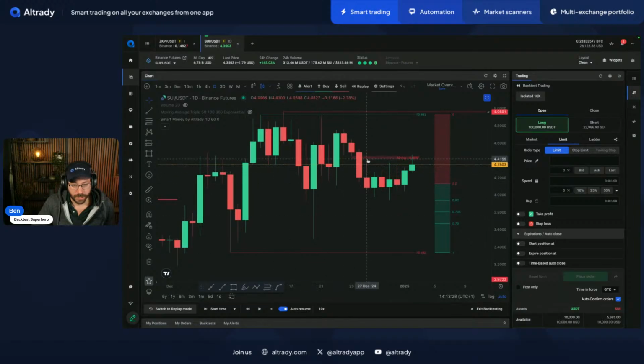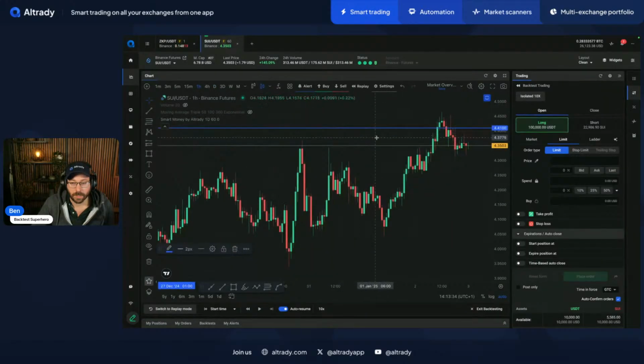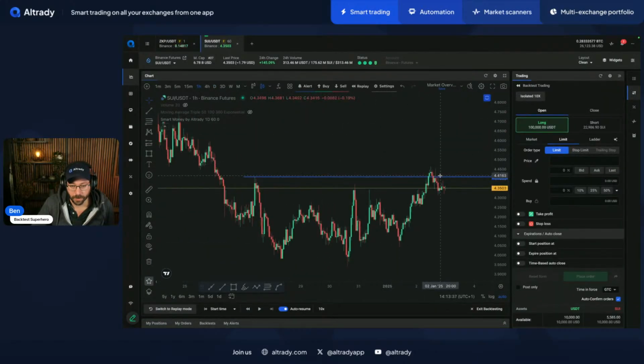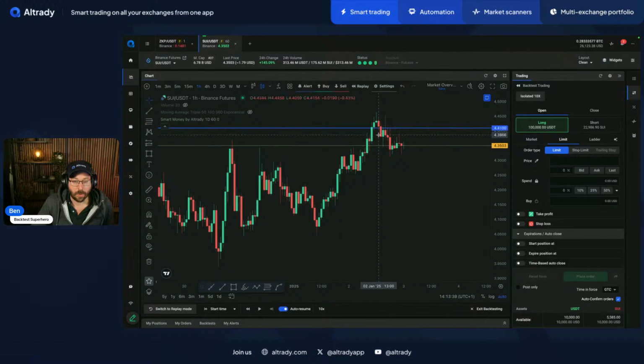Let's put this line in so we know exactly where it was. See, it was taken out fully. So on the hour, we got this fair value gap right here, which would be a fair value gap entry, but I don't want to do that. So then the shift would be here.